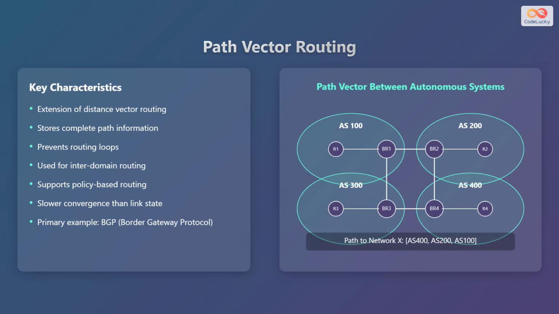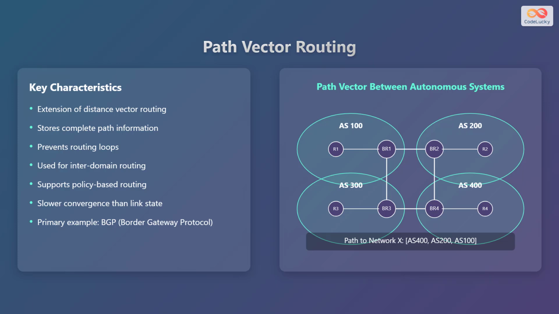Now let's discuss path vector routing. This is an extension of distance vector routing. It stores complete path information, which helps prevent routing loops. Path vector routing is commonly used for inter-domain routing, making it essential for the Internet. It supports policy-based routing, allowing for flexible network management. However, it typically has a slower convergence compared to link state routing.